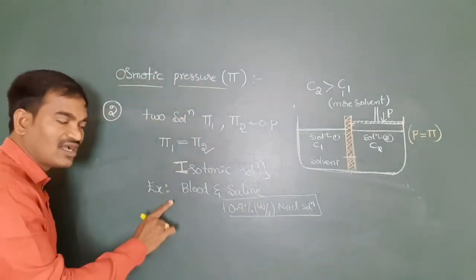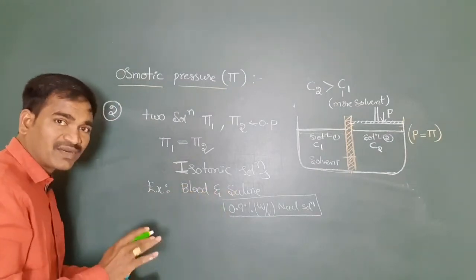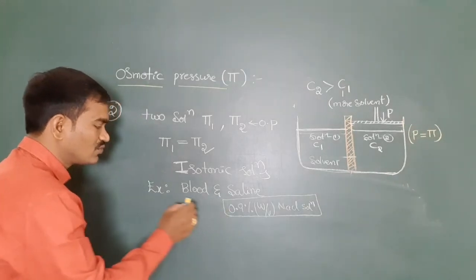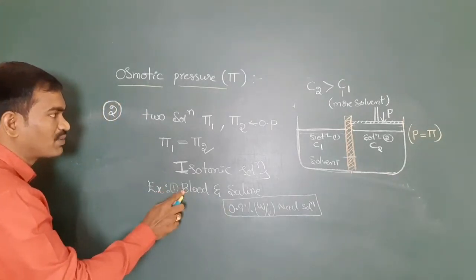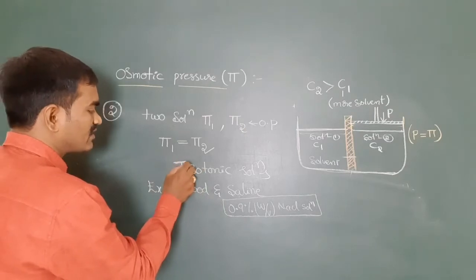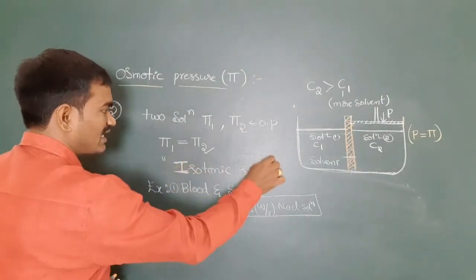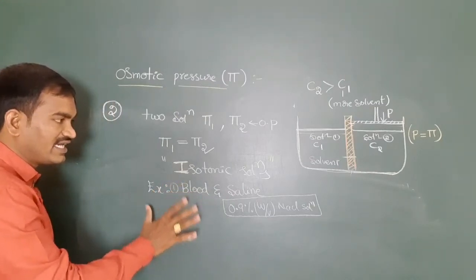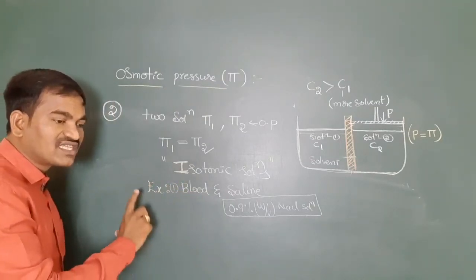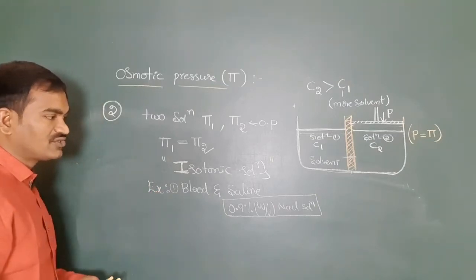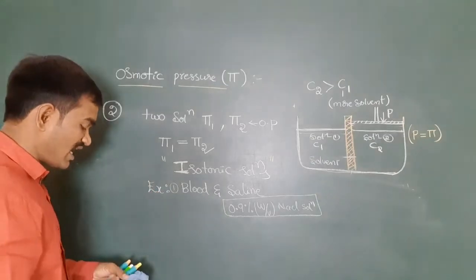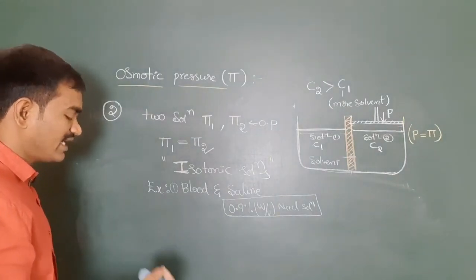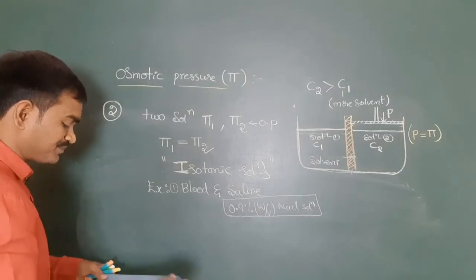Both blood and saline osmotic pressures are equal. So these two are examples of isotonic solutions. Up to here clear? Any doubt? Now, the formulas related to the isotonic solutions, we have to have clarity on this point. Okay, up to here clear? Any doubt in this?